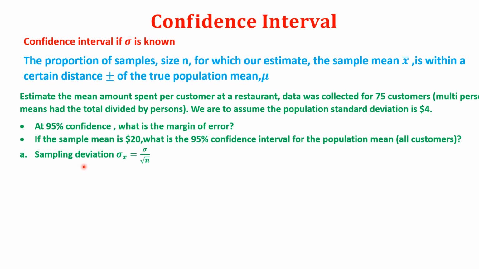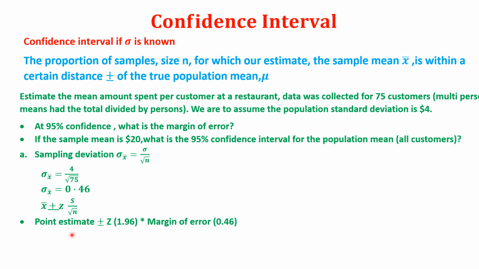So the sampling deviation formula is this: the population deviation divided by root n, where n is the number of samples. So in this case, how many samples? That is 75. The 75-customer sample was there. So it equals 4, that is the standard deviation from the population, divided by under root 75. So we got 0.46.